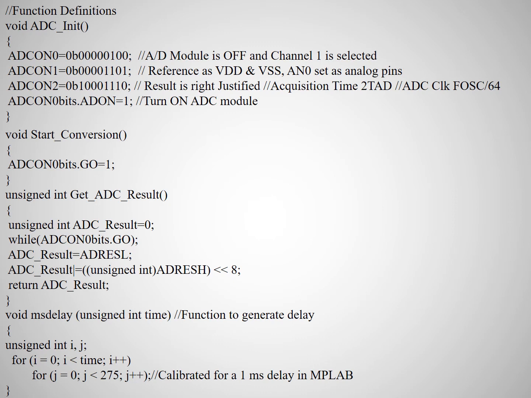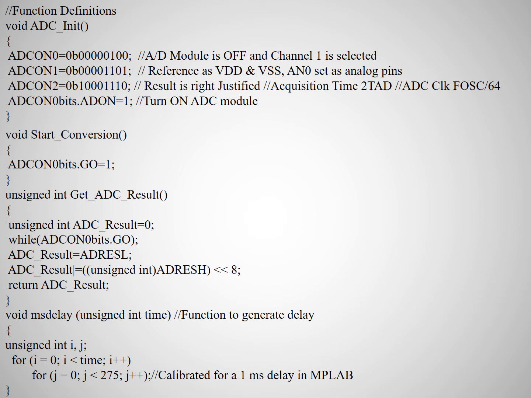Making start conversion a function is not mandatory. You can also write the instruction directly instead of a function, so you can avoid this function. Instead of calling that function, you can directly write ADCON0bits.GO equals 1. Now after the ADCON bit is done, you have to take the result. It is stored there.